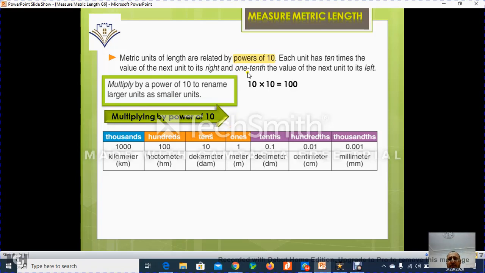And you should understand, remember, 10 multiplied by 10 equals 100. 10 multiplied by 10 multiplied by 10 equals 1000. 10 multiplied by 10 multiplied by 10 multiplied by 10 equals 10,000.